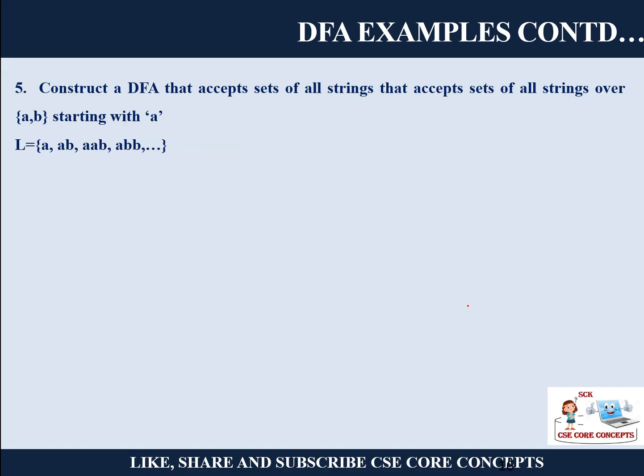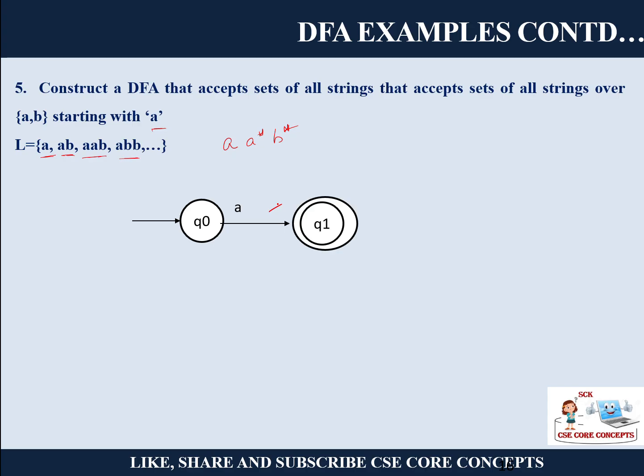Now, construct a DFA that accepts all strings that are over AB starting with A. So the string should start with A and it can be of any length, right? But only it should start with A. AB, AAB, ABB means after this first A, you can have any number of A's and any number of B's, right? So let us get started with the minimum string. If I have only one A, I will reach the final state.